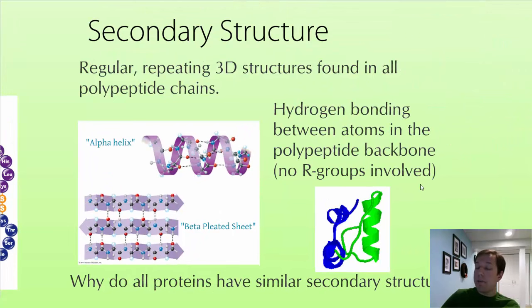So these side chains are not involved with this, which is why the secondary structure is not dependent upon the type of amino acids. It is going to form based on the parts of the amino acid that are in common between all proteins.